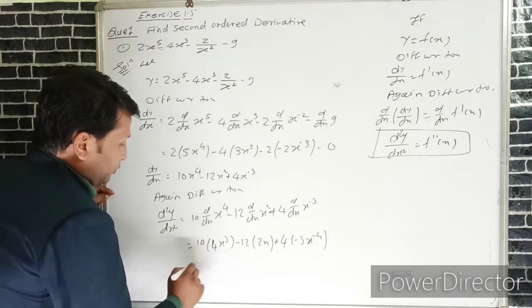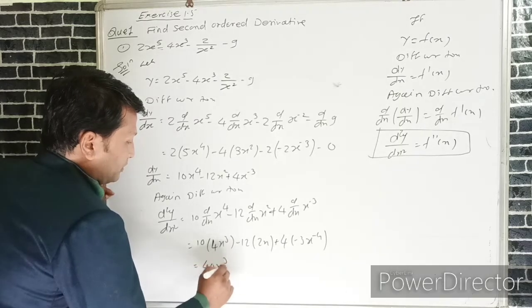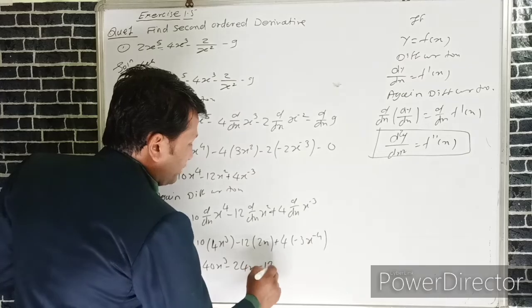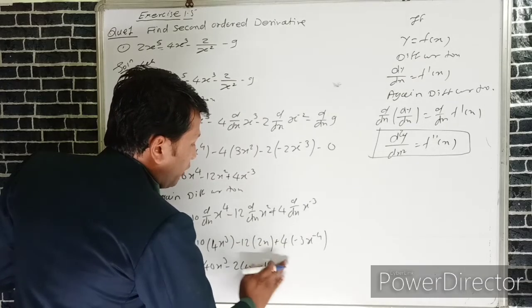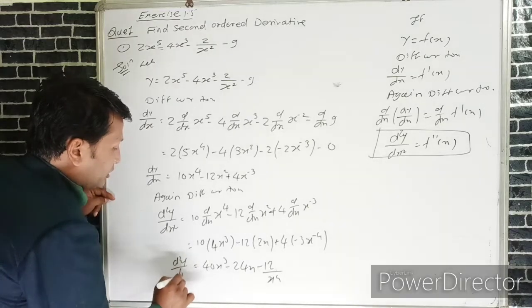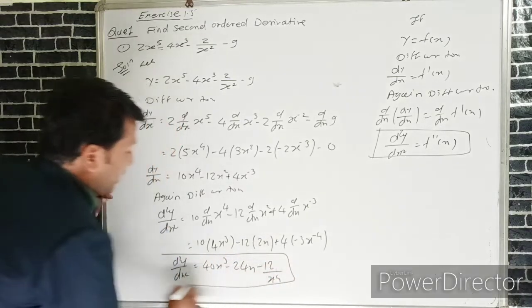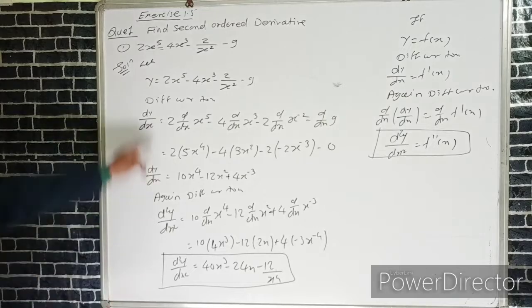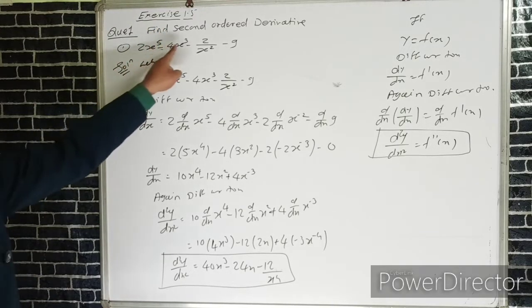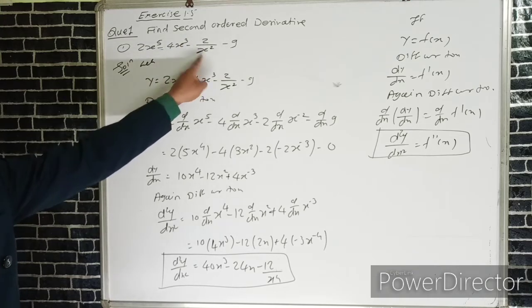Therefore, 10 into 4 which is 40x cube, minus 12 into 2 which is 24x, plus minus 12x raised to the power minus 4, or we can write 12 upon x raised to the power 4, which is the second order derivative. We required d2y upon dx square, the second order derivative of the given function 2x raised to the power 5 minus 4x cube minus 2 upon x square minus 9.